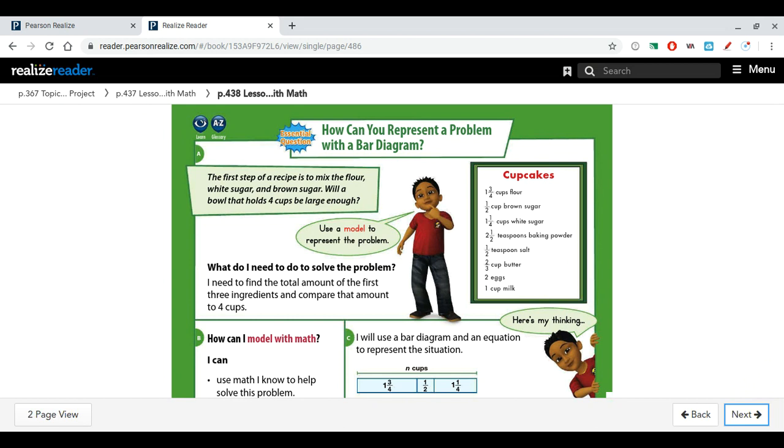And it says, how can you represent a problem with a bar diagram? The first step of a recipe is to mix the flour, white sugar, and brown sugar. Will a bowl that holds 4 cups be large enough? So we're going to mix the flour, which is 1 3/4 cups, half a cup of brown sugar, and 1 1/4 cups white sugar. We need to see if I put all of those in there, if a bowl that's going to be 4 cups is going to be large enough.